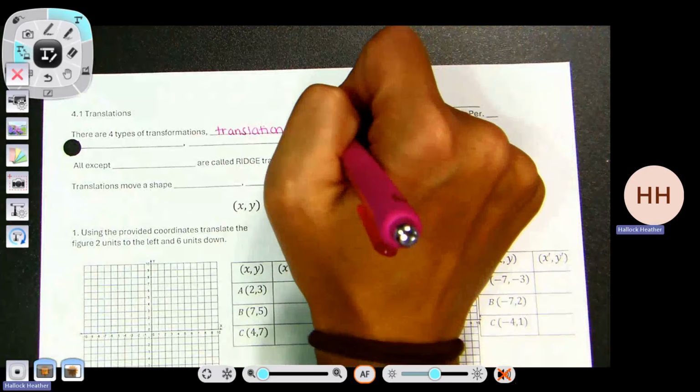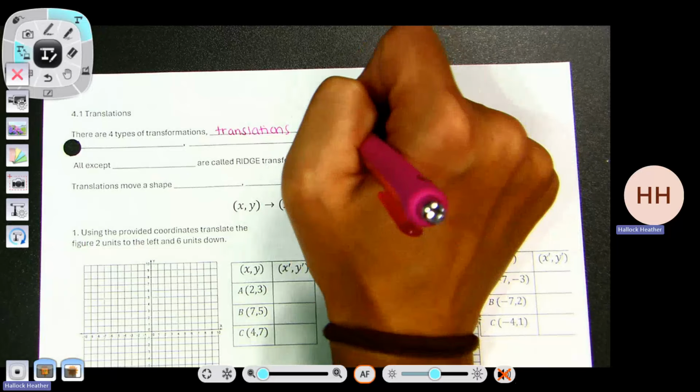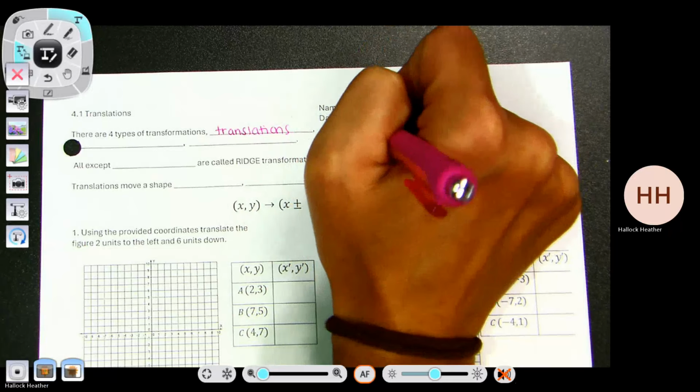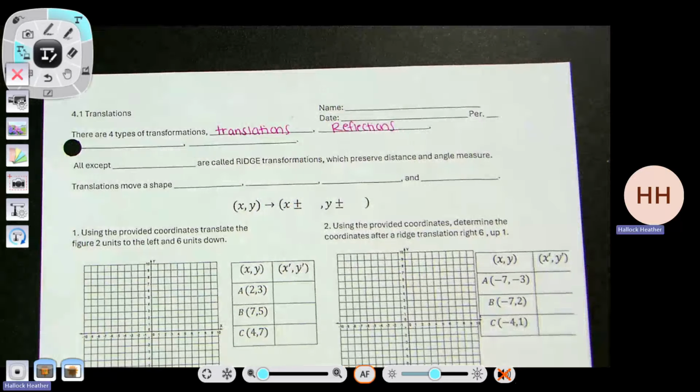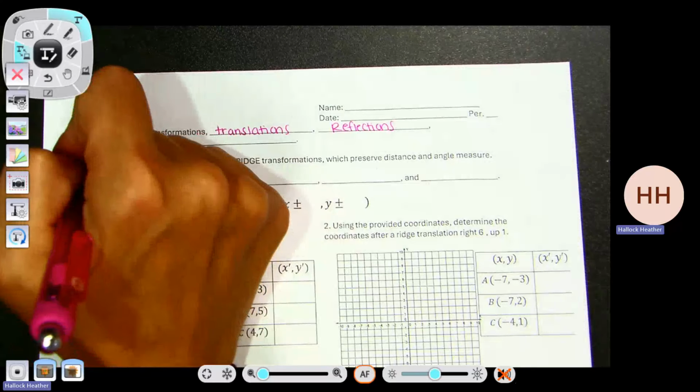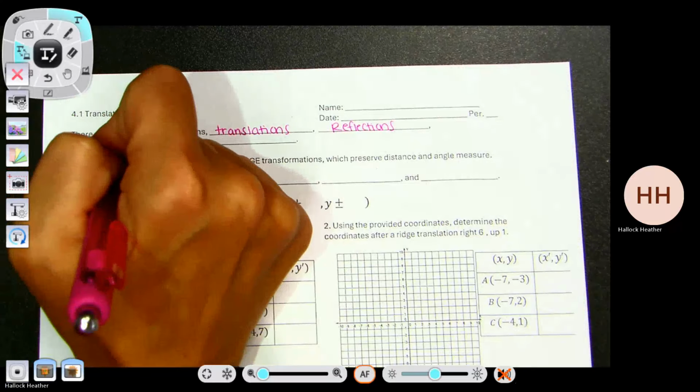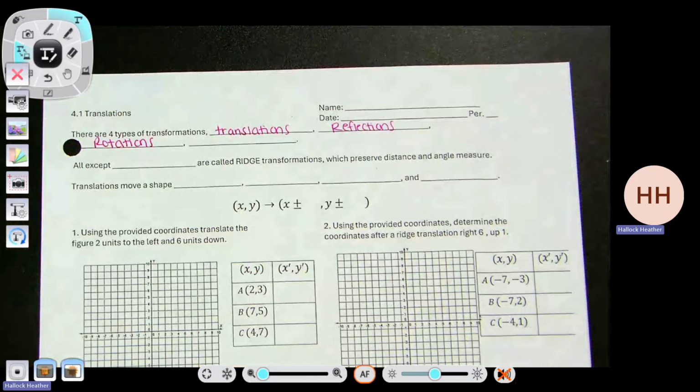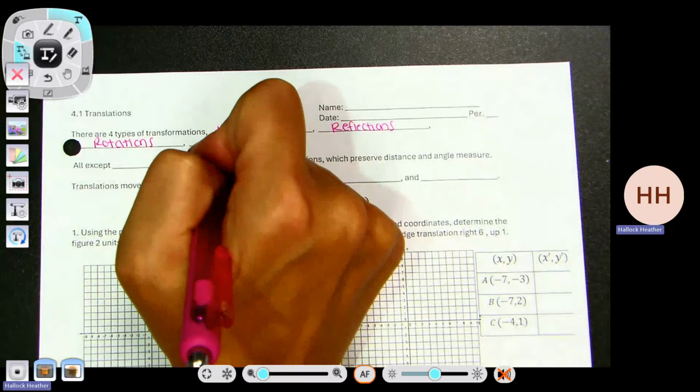When I get back, we're going to do reflections first. Then we're going to do rotations. And last but not least, we'll talk about dilations.